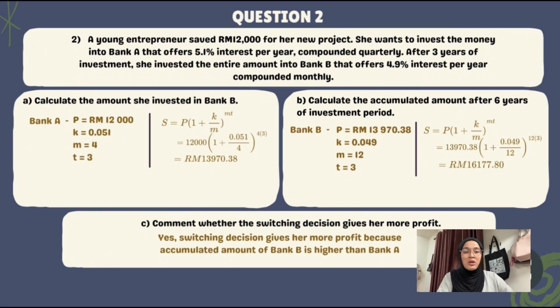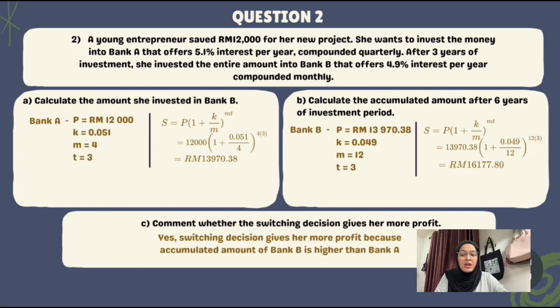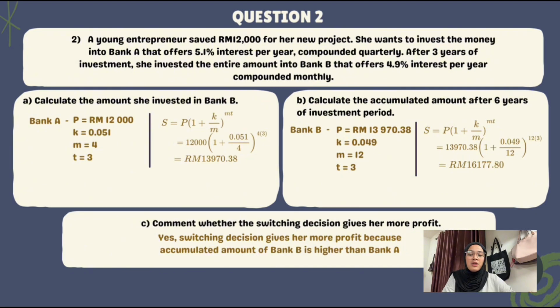So for question B, we need to calculate the accumulated amount after 6 years of investment period. For Bank B, this is the information that we got. After we substitute the values, we will get the accumulated value, which is 16,177 ringgit and 80 sen. For question C, we need to comment whether the switching decision gives her more profit. Yes, the switching decision gives her more profit because the accumulated amount of Bank B is higher than Bank A.